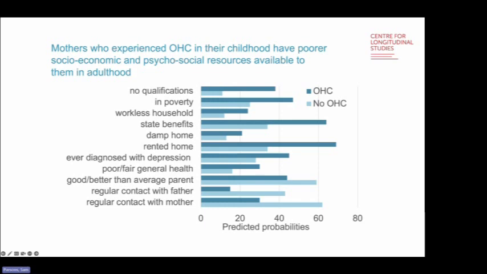The key differences that remained of concern were their low levels of education, being part of a poor workless household and/or in receipt of state benefits, living in damp rented housing in a deprived area with fewer amenities, having poor mental and physical health, and not seeing themselves as being a good parent, with few reporting having regular contact with their own parents.